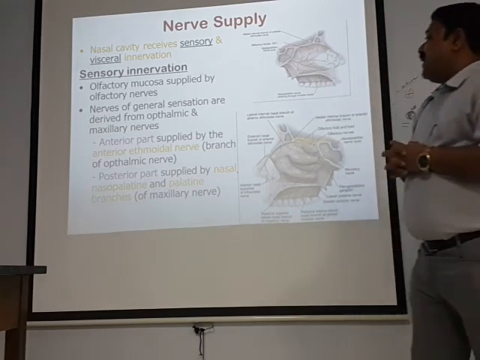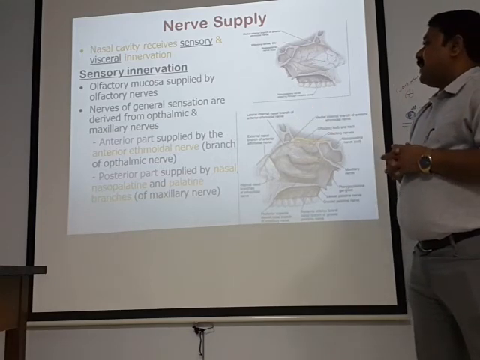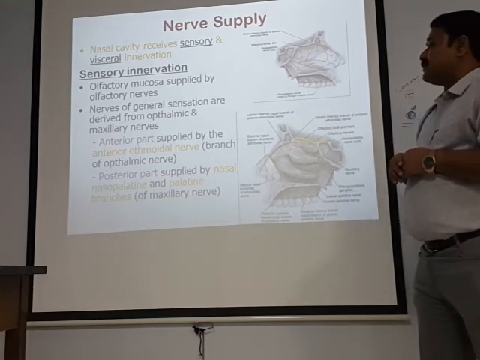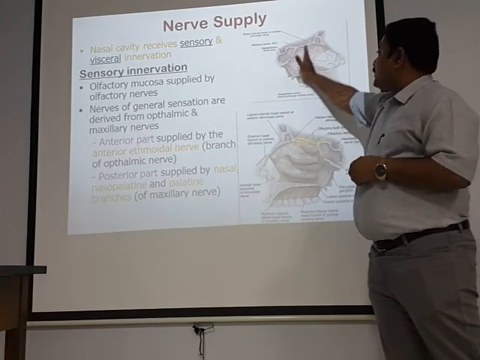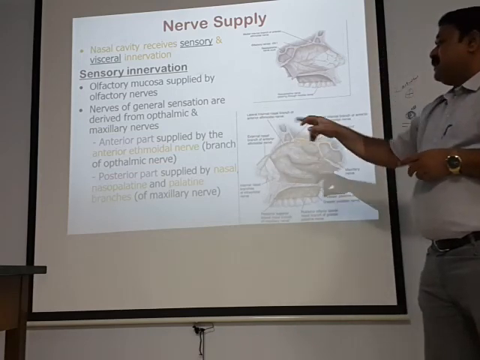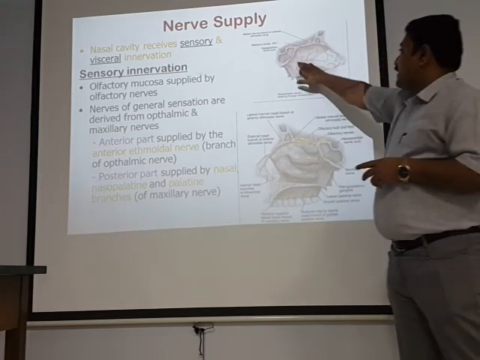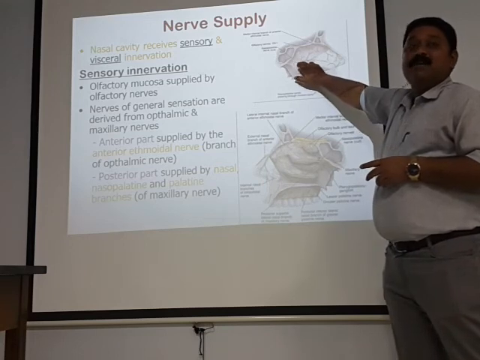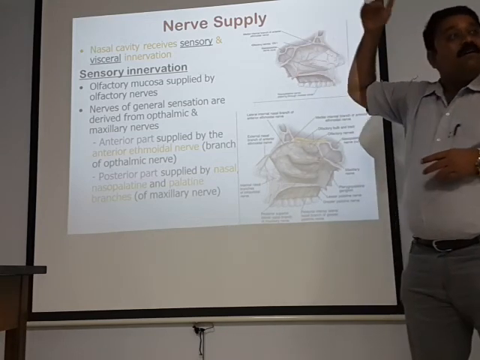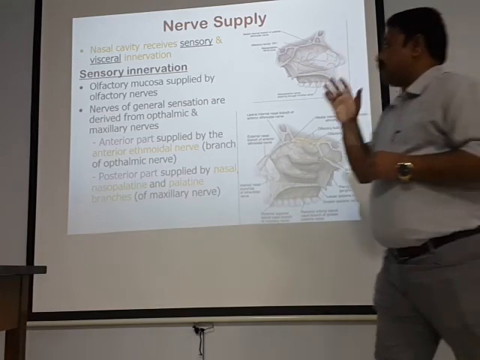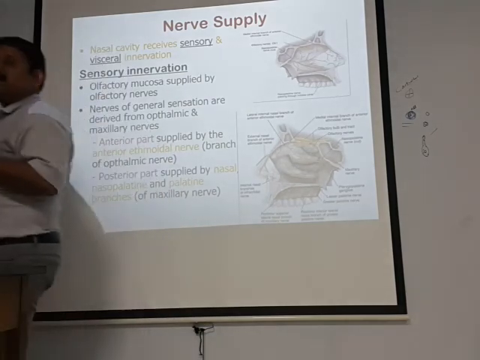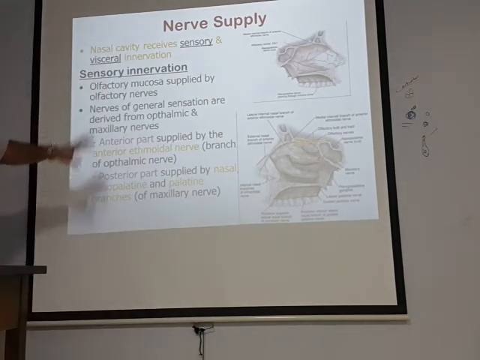The anterior part is supplied by the anterior ethmoidal nerve, which is a branch of the ophthalmic nerve. And the posterior part is supplied by the nasopalatine and the palatine branches, which are branches of the maxillary nerve. Again, from the trigeminal nerve, maxillary and ophthalmic. So this is about the sensory innervation of the nasal cavity. Is it clear? Same origin, trigeminal.